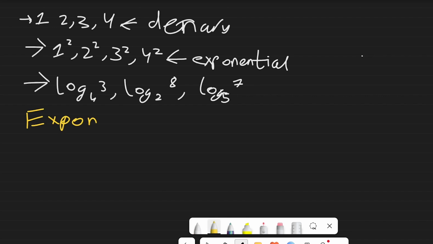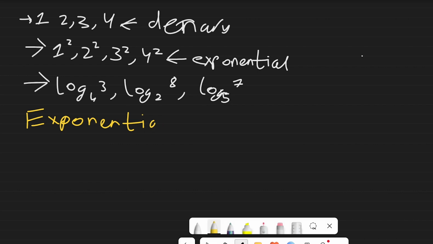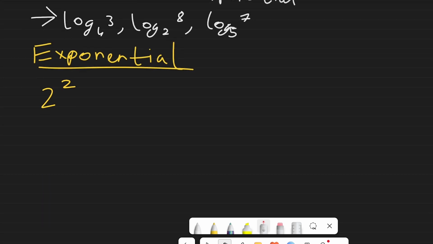Okay, so exponential form is basically when there is a power, an exponent or a power or a rule, you can say. Okay, so for example, 2 power 2, this is an exponential number because it has a power of 2. Okay, and this 2 is the base, right? This is an exponential number.